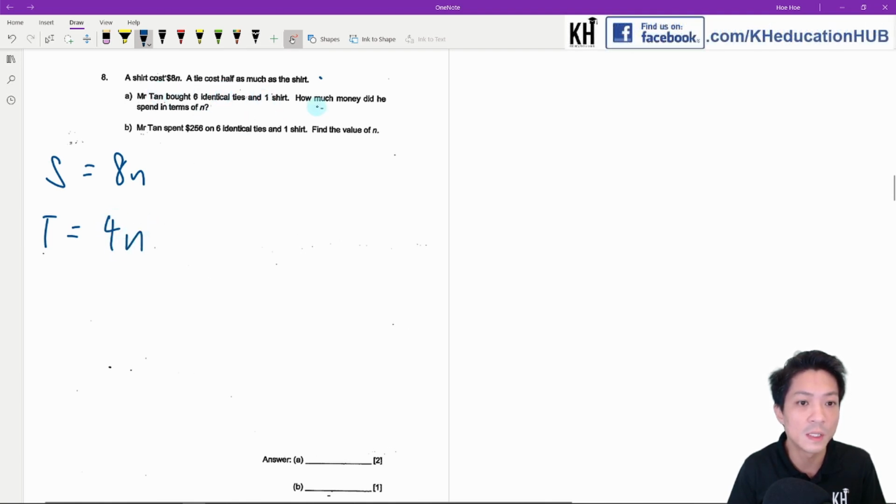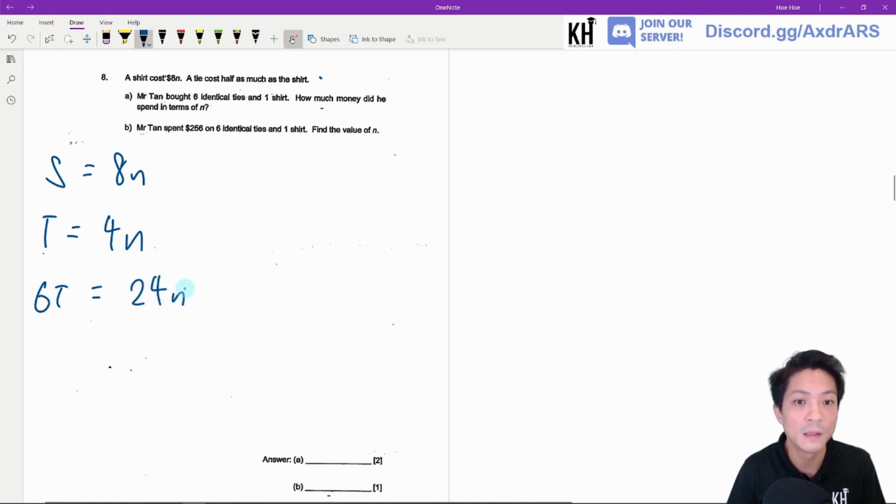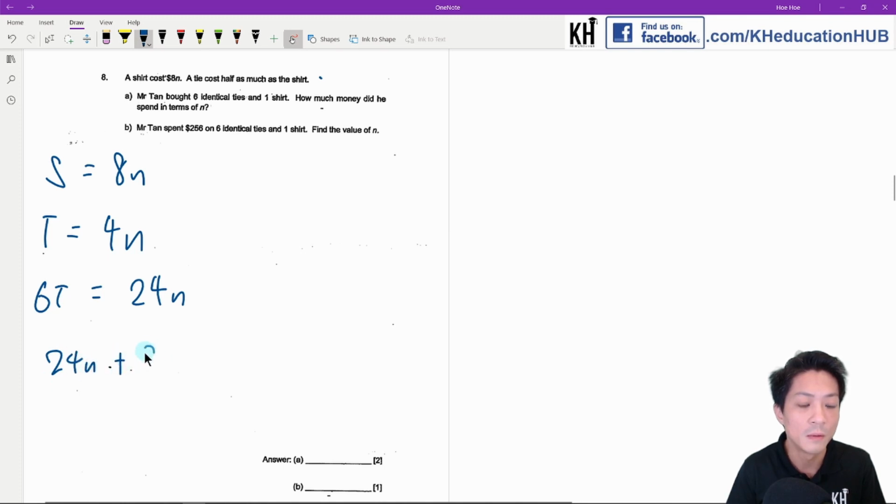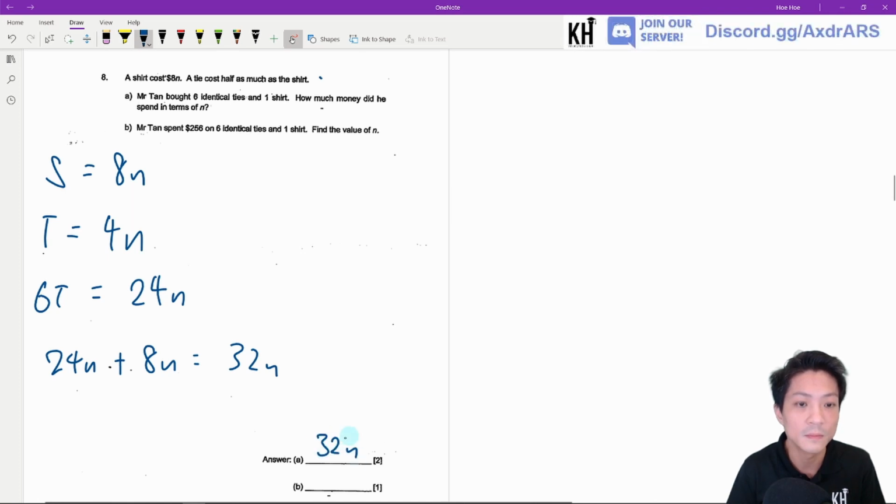Mr. Tan bought 6 identical ties, so this is 1 tie, which means that 6 ties is basically 6 times 4, which is 24N. And 1 shirt. How much money did he spend altogether? He spent 24N plus 8N, which is 32N dollars.